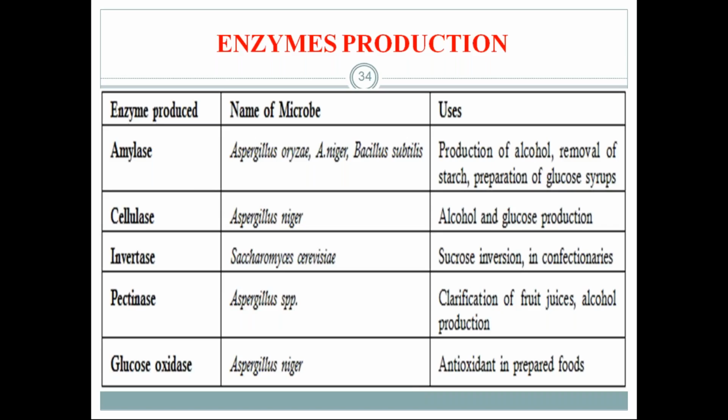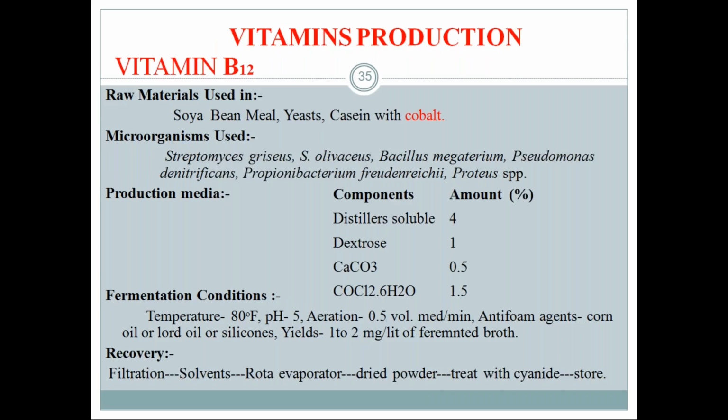Now vitamin B12 production. Now see, in the vitamin B12 production, the raw materials used are soybean meal, yeast, and casein with cobalt. Now, cobalt is one of the important factors in the vitamin B12 production. That question was raised: which is the important factor used in vitamin B12? So, cobalt. Microorganisms used: Streptomyces griseus, Streptomyces olivaceus, Bacillus megaterium, Pseudomonas denitrificans, Propionibacterium and Proteus species. Now these are the important microorganisms used in the vitamin B12 production.